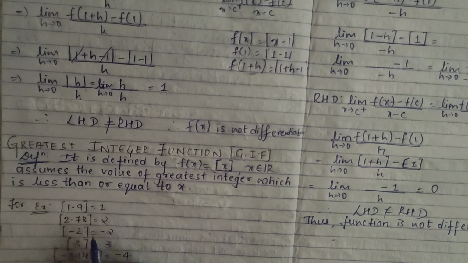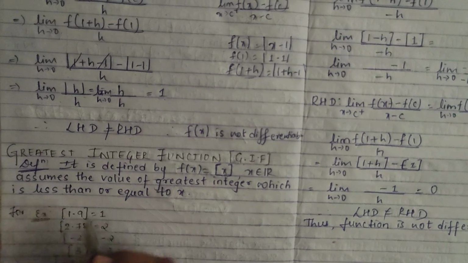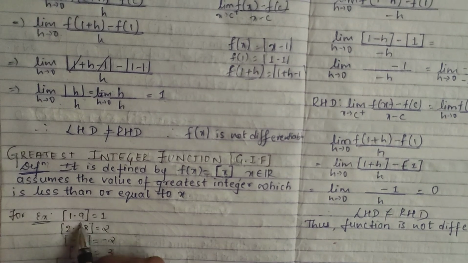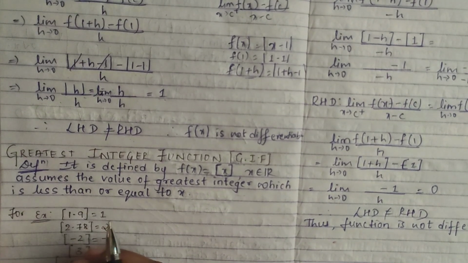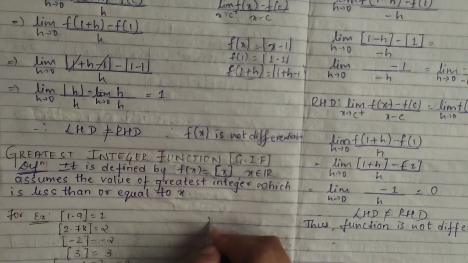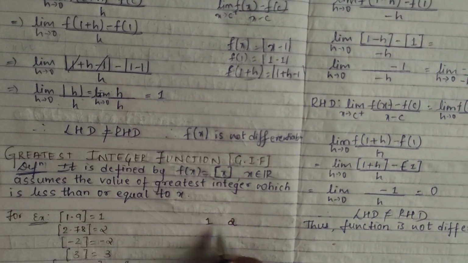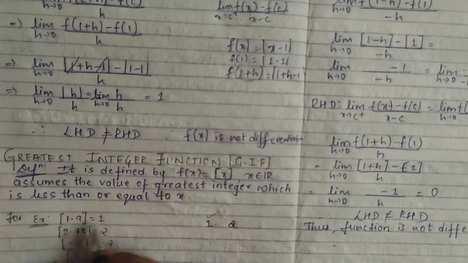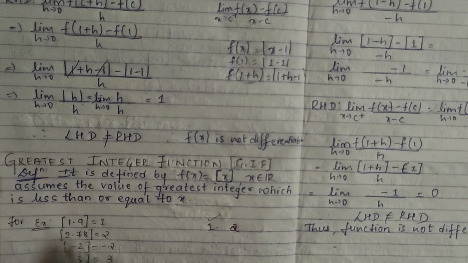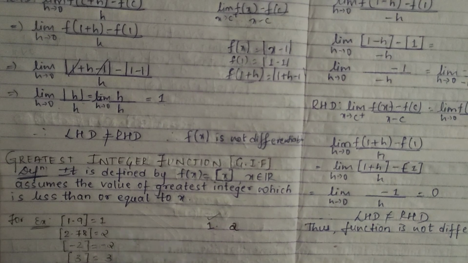For example, now you see they are asking you the greatest integer of 1.9. 1.9, the nearest value is what? When you go to the left side, yes, it is 1, meaning 1.9 is lying between 1 and 2, right? In this, which is the lesser number? It is 1. So your value will be 1. In the same way, 2.78 lies between 2 and 3. Its lesser value, the nearest value, is 2.